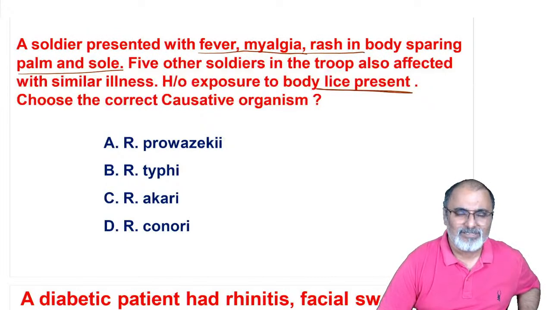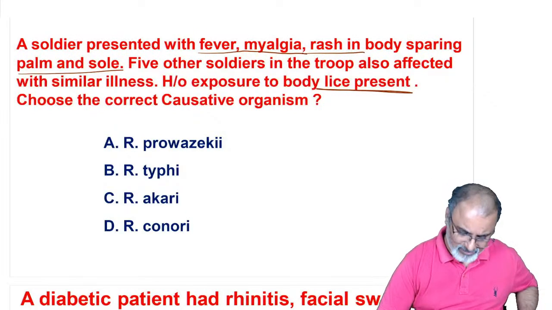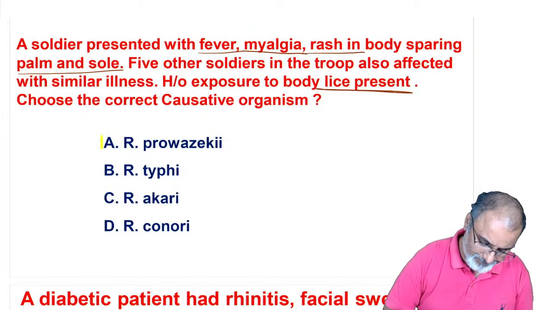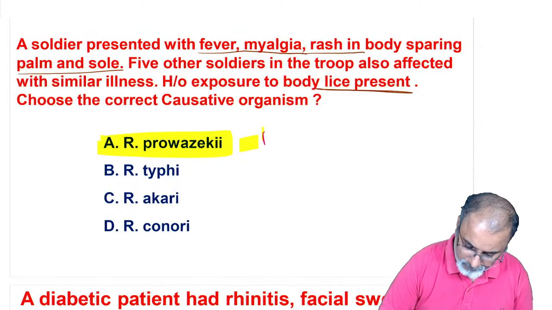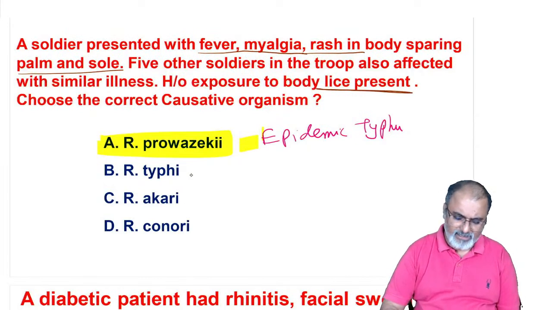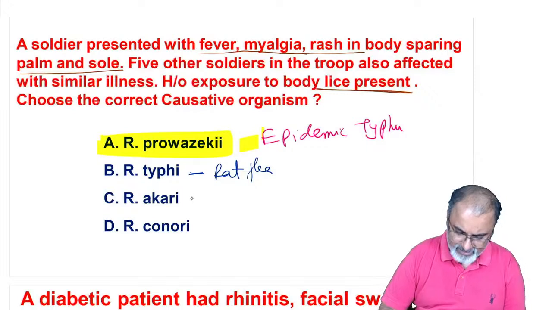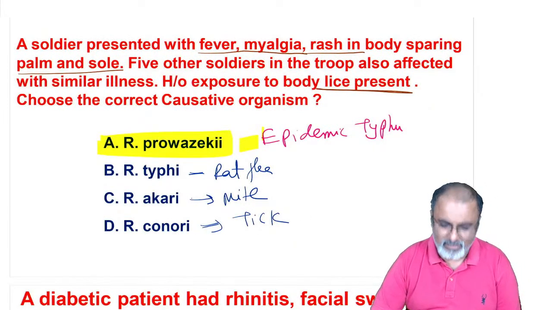This is called louse-borne disease. Among the agents, the one which is louse-borne is Rickettsia prowazekii. It causes epidemic typhus. Rickettsia typhi, vector is rat flea. Rickettsia akari, vector is mite. Rickettsia conorii, vector is tick. So if you know the vector, you can easily identify.